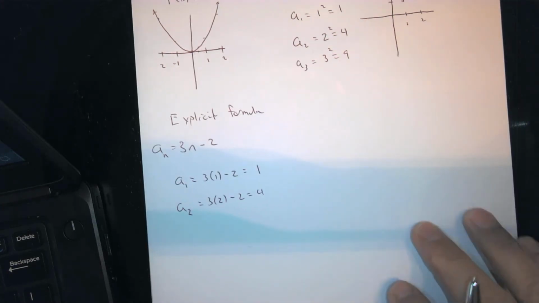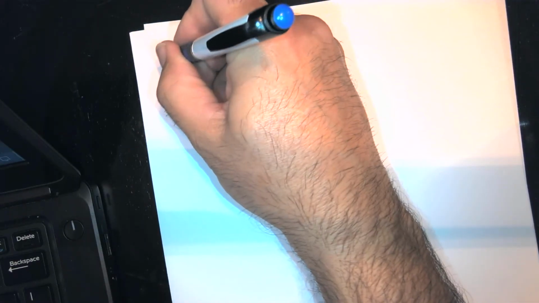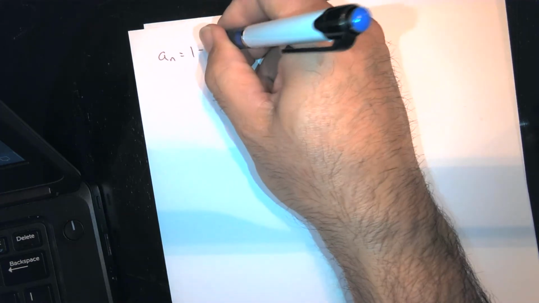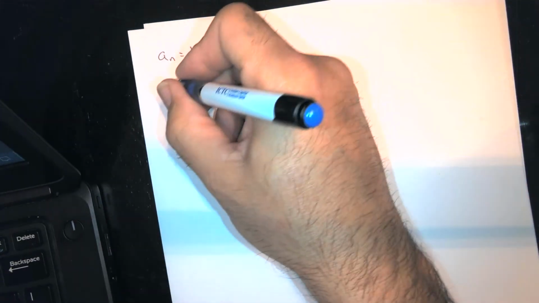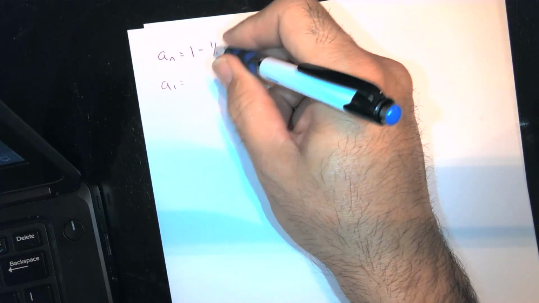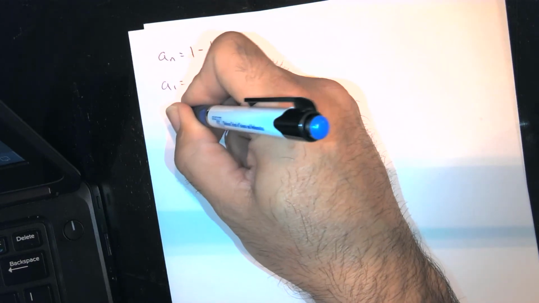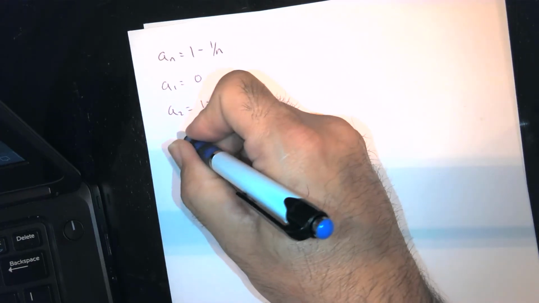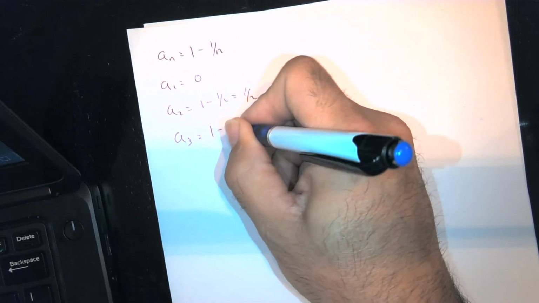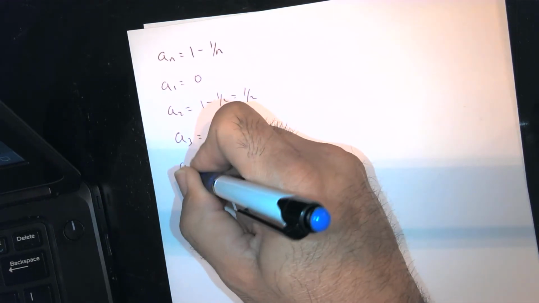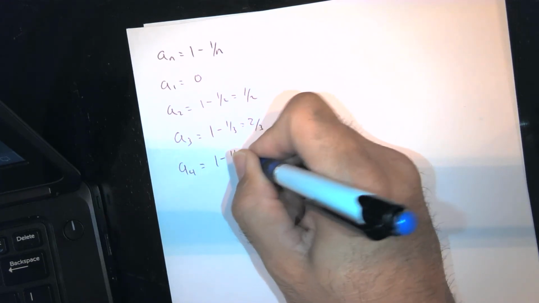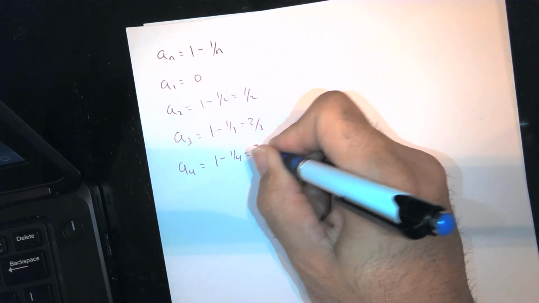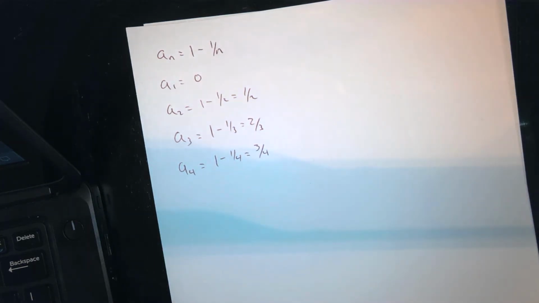So let's take a look at a few examples of some sequences. The first sequence we're going to look at is this one. Let's say we have a sub n is equal to 1 minus 1 over n. If we take a sub 1, we'll get 1 minus 1, which is 0. a sub 2, you'll have 1 minus a half, which is a half. a sub 3 is 1 minus a third, which is 2/3. And a sub 4 is equal to 1 minus a fourth, which is 3/4, and we can go on and on and on if we want.